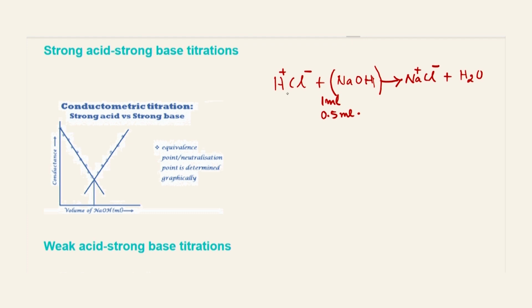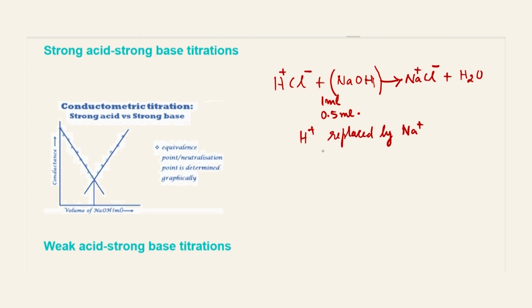So, here what happens is, before the equivalence point you have HCl, and once the NaOH comes in, HCl is changed to NaCl. Here chloride ions are common, or you can say that H plus ions are replaced by Na plus ions. H plus ions are fast moving ions, and they are replaced by Na plus ions, which are not that fast, and therefore the value of conductance keeps on decreasing.